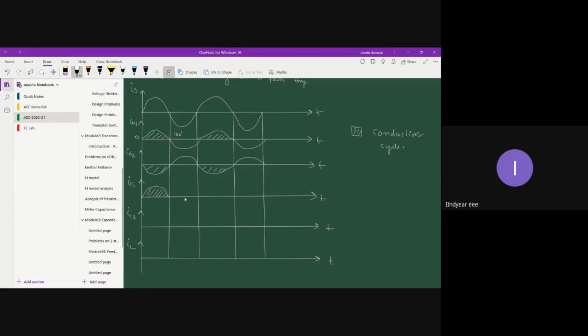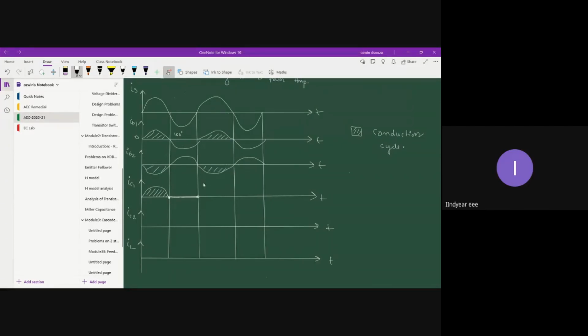And what about IC2? Can anyone tell me quickly, for the negative half cycle, what happens? Will there be any collector current pulse? There won't be any collector current pulse. That's because a transistor cannot work for negative voltage level, because we are choosing an NPN transistor. Hence, the negative half cycle is clipped.